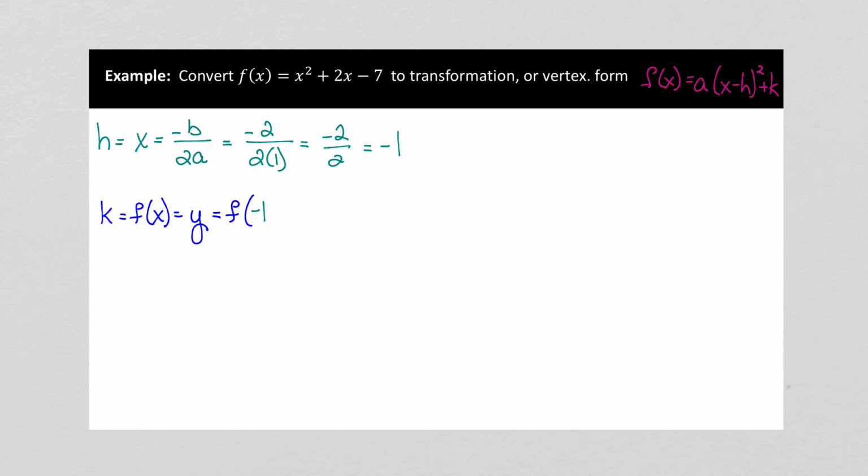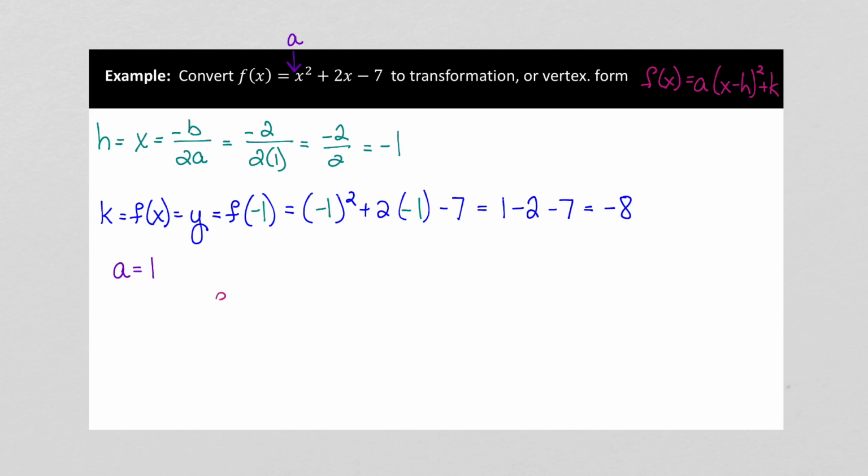We'll color code there. So we'll have negative 1 squared plus 2 times negative 1 minus 7. Negative 1 squared is 1. 2 times negative 1 is negative 2. And that will give us negative 8. a is just the same number in front as it was originally. So in this case, a is just 1.